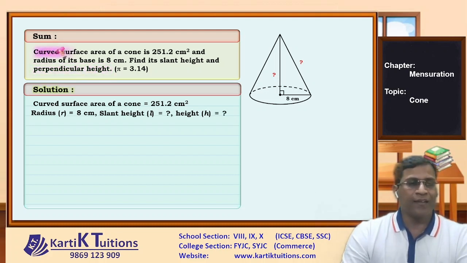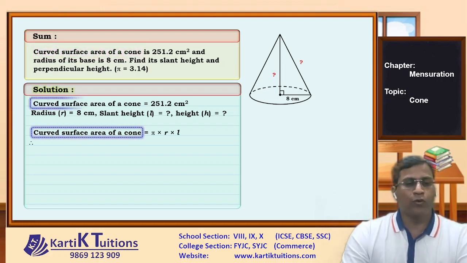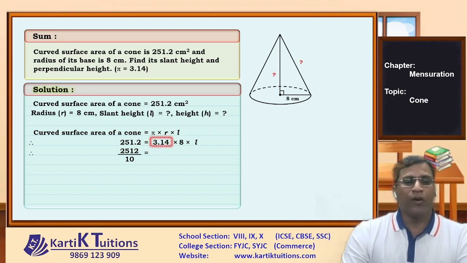Now what data is given? Curved surface area. What is the formula to find the curved surface area of a cone? It is pi r l. So let us substitute the value. It is 251.2 is equals to, what value of pi is given? 3.14 into r, that is 8 into l. Now here 251.2 can be written as 2512 upon 10 is equals to 3.14 can be written as 314 upon 100 into 8 into l.